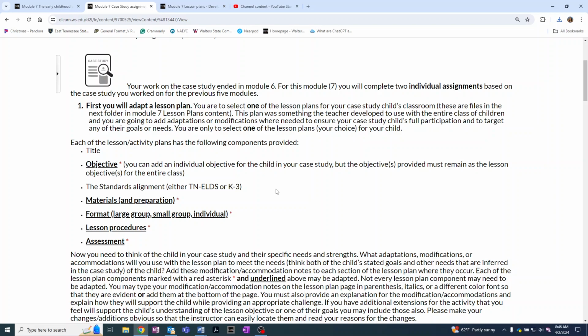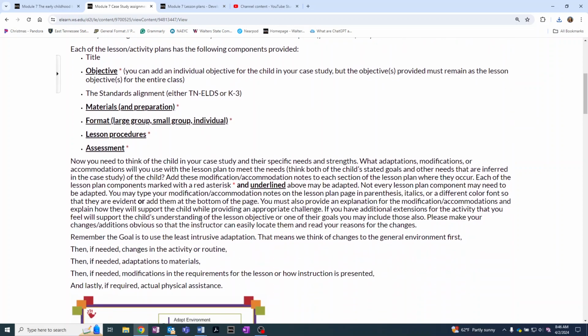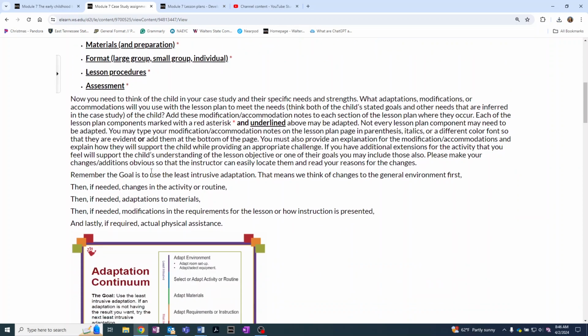So once you select which lesson you want to do, you're going to look at the objective again, the materials and preparation. Is this going to be with small group, individual, large group? What are the procedures and the assessment, as I mentioned? Now you're going to think of ways to modify. So, looking at your child, what are their needs? What are their strengths? What kind of adaptations or modifications could you use to help them meet their goals?